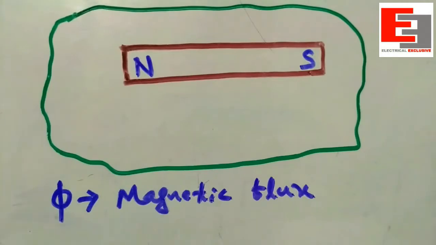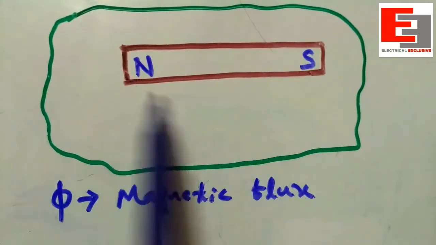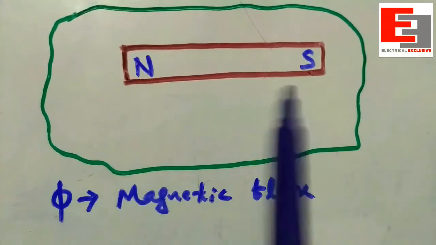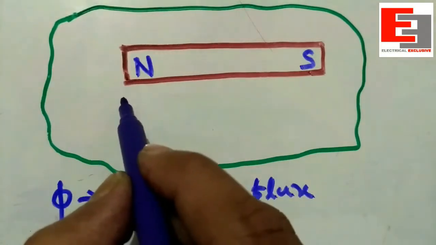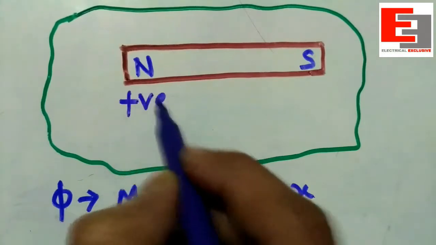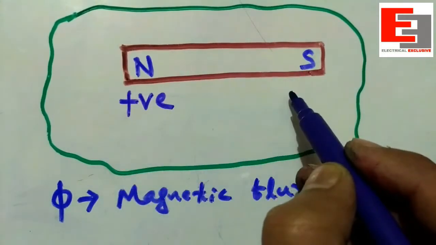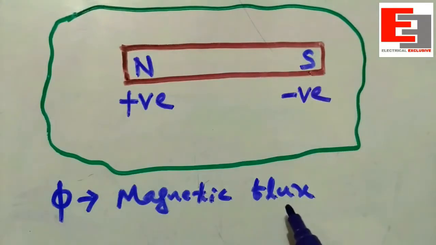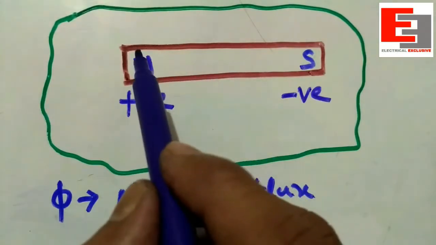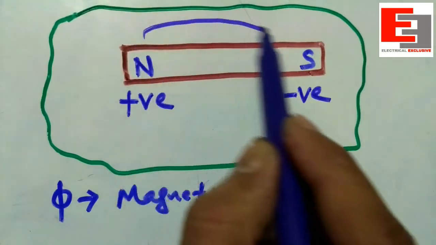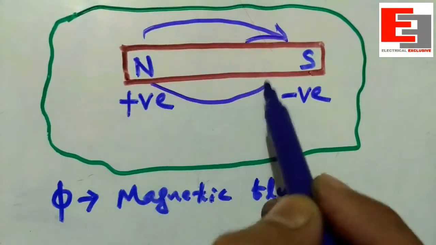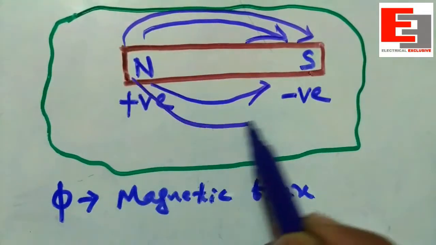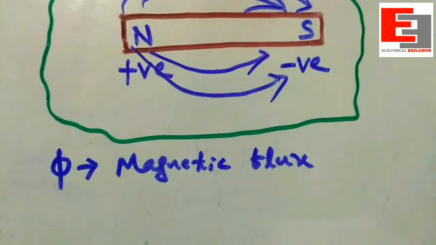and remember the magnetic lines of force or the magnetic flux starts from the North Pole to the South Pole, and that's why the North Pole is considered as the positive pole, whereas the South Pole is considered as the negative pole, and the magnetic flux is directed from the North Pole to the South Pole, and the magnetic flux is measured in Weber.